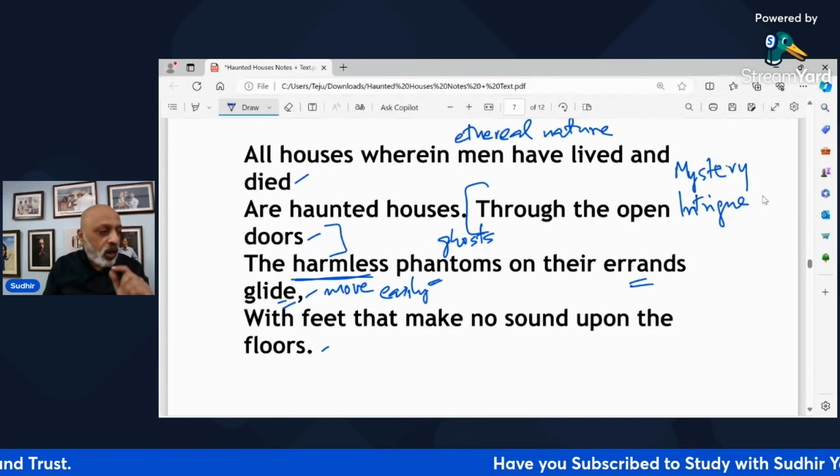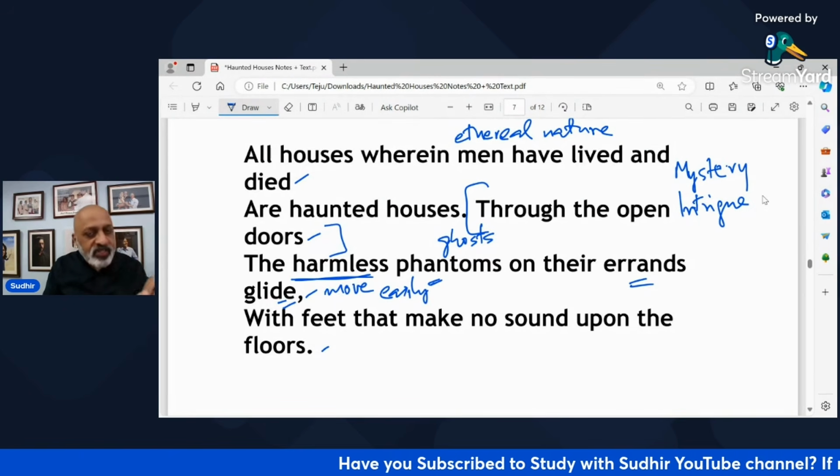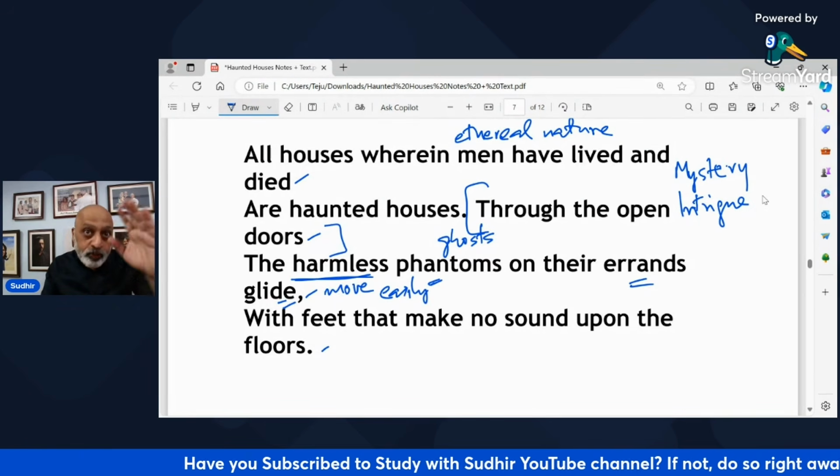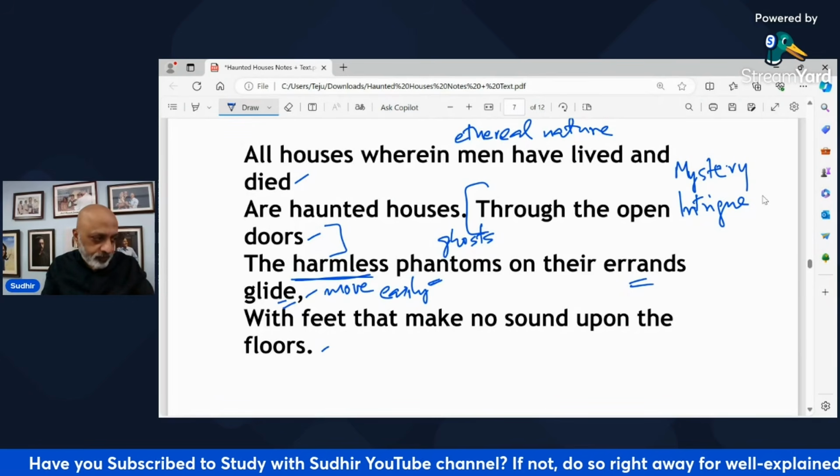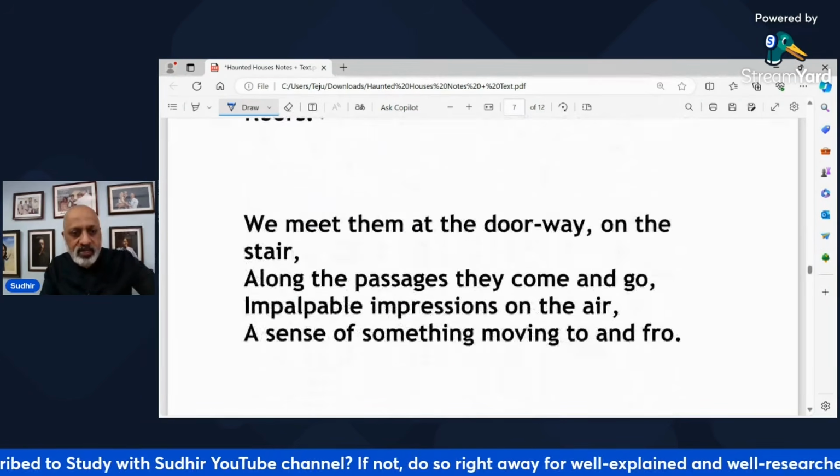And by saying all houses, the poet is kind of saying that it is common to everyone. It is not specific only to a few houses. Let's move to stanza 2.